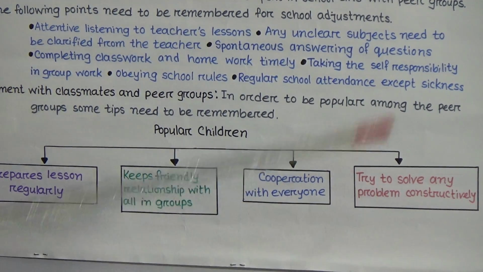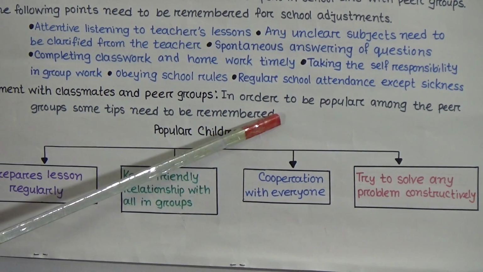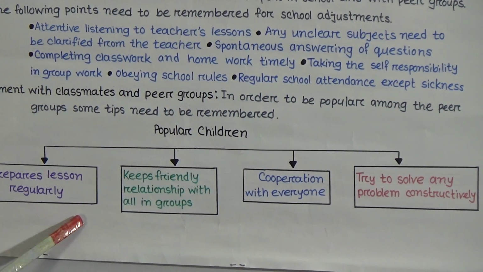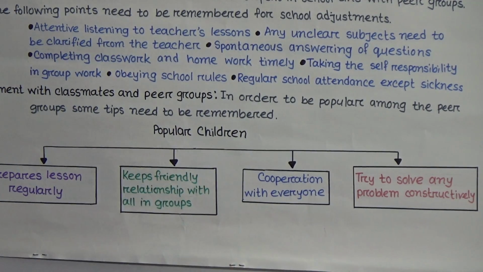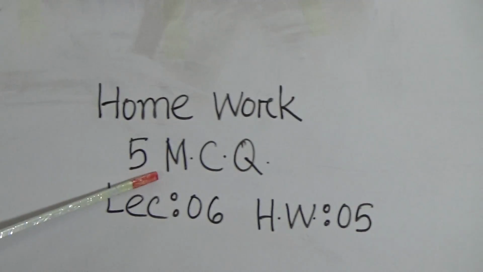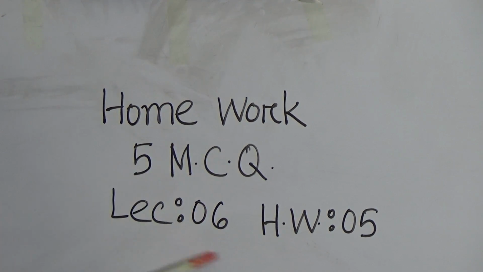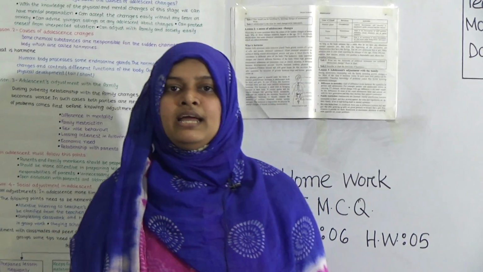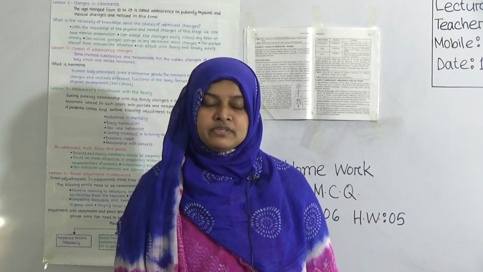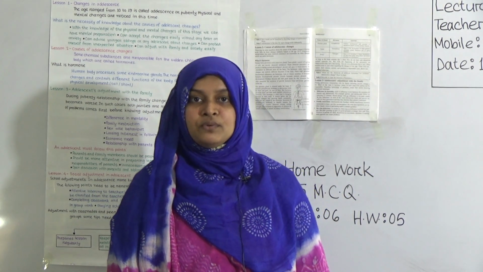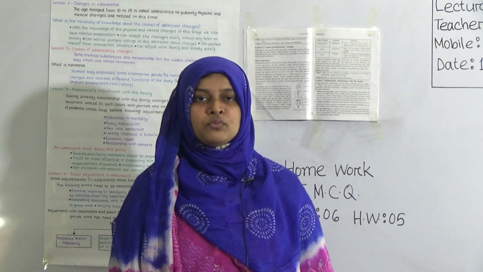So students, that's the discussion of chapter 4, lessons 1 to 4. Now I am giving you homework. Your homework will be 5 MCQ. Students, do 5 MCQ and don't forget to write the lecture number and homework number with the submission date. Our lecture number is 6 and homework number is 5. Students, please do your homework and don't forget to submit your homework copies every Saturday. Guardians or anyone else can come to school and submit your homework copies.